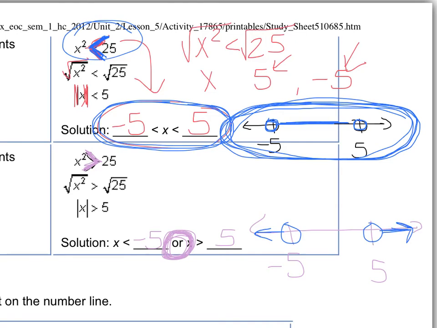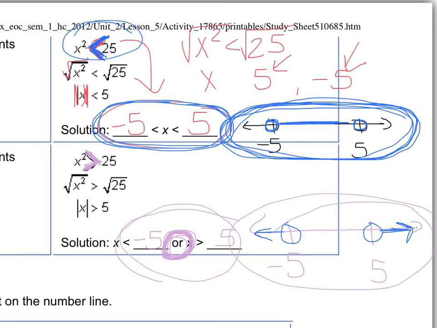So really all you have to remember is that the greater than looks like this as an answer choice and this is a graph. The less than looks like this as an answer choice and this is a graph. I'm telling you, if you can match those things, you'll be good to go.